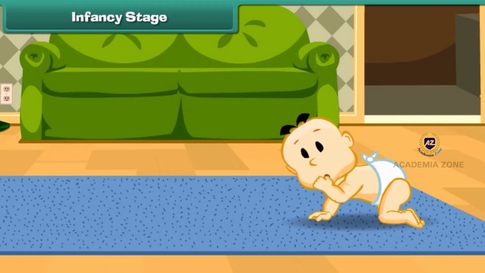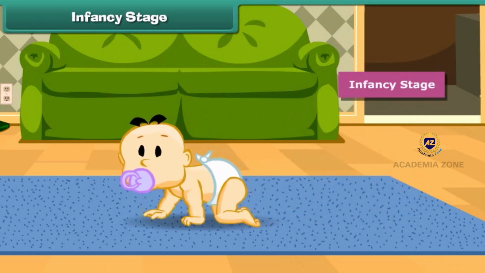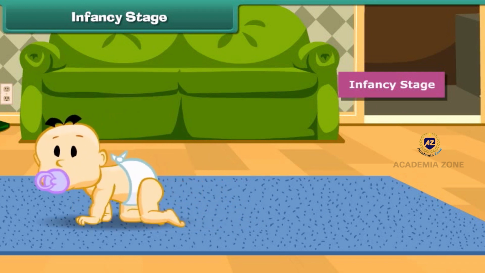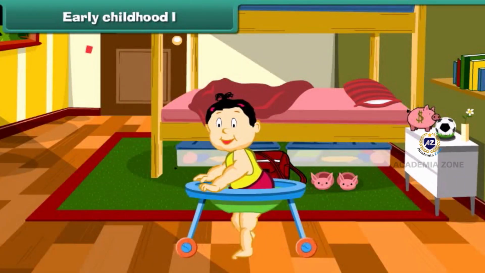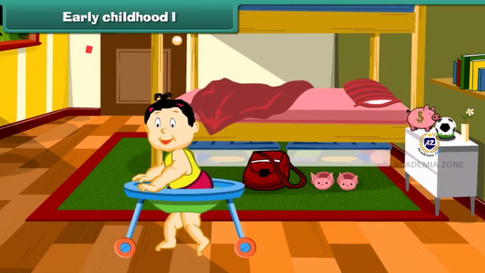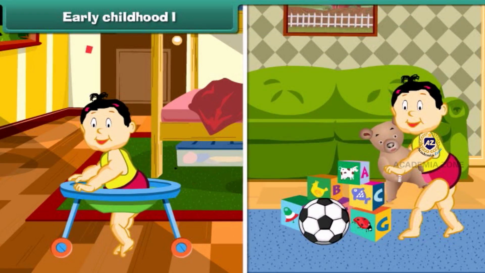Dear friends, do you see the girl in here? She is Moni. Do you know that she can crawl but she cannot walk? This is called the infancy stage. Look, she can now walk with the help of some support. She can now play with her toys.